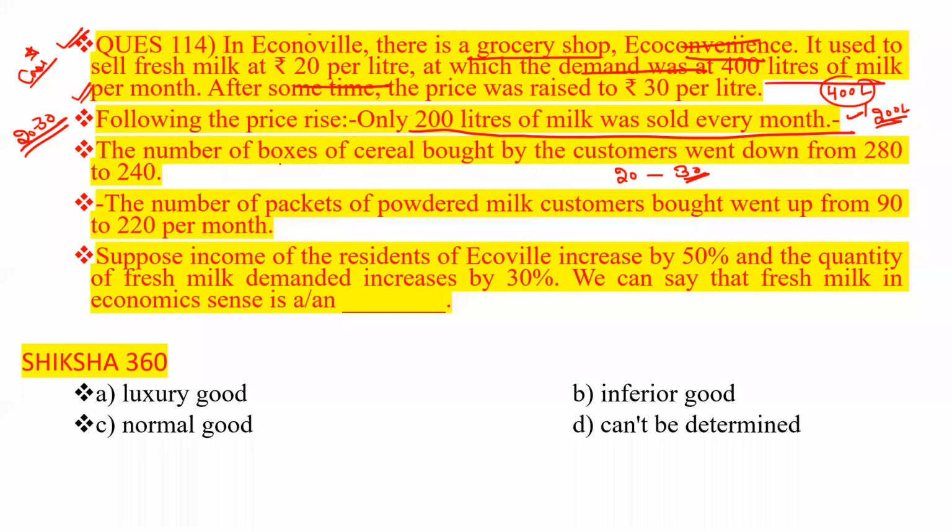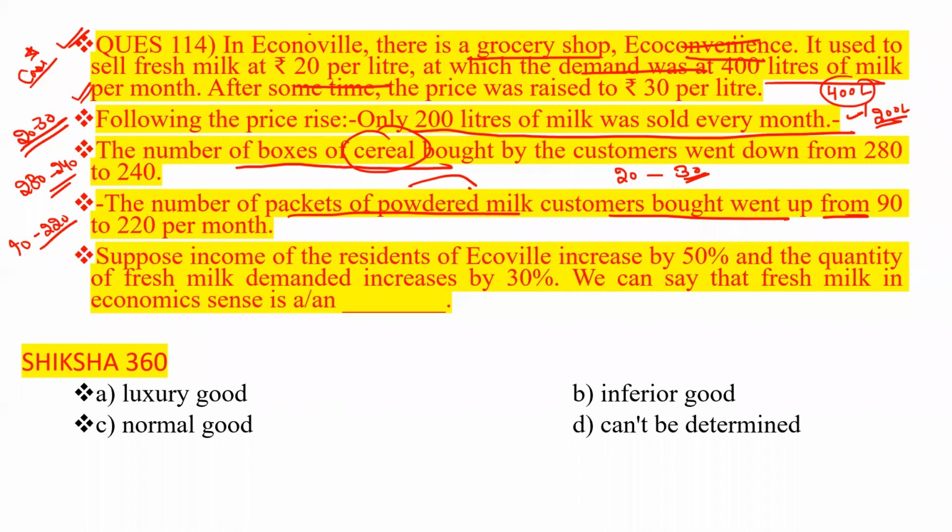Second, the number of boxes of cereal bought by the customers went down from 280 to 240. Third, the number of packets of powdered milk customers bought went up. Powdered milk consumption rose from 90 to 220 boxes per month.